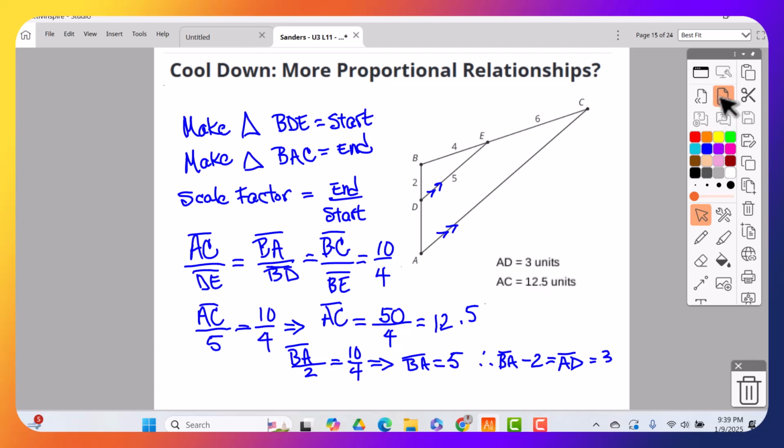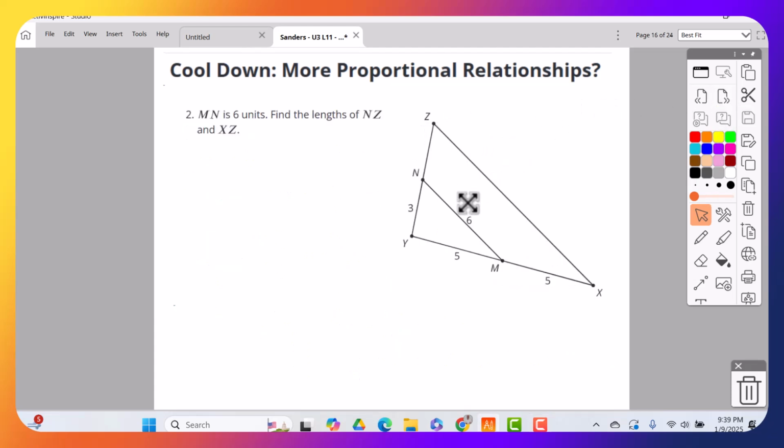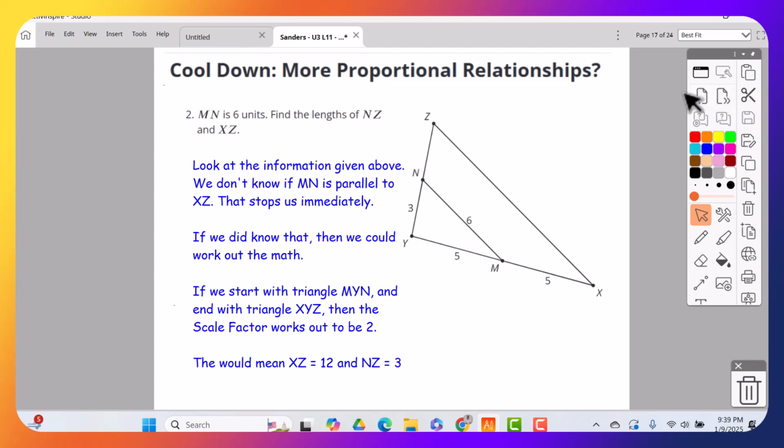Let's look at the second one. Okay, that's the second one with none of our markings. Now we'll take a look. And if we look at the information in this case, what have we been given? MN is 6 units. Find the lengths of NZ and XZ. Well, we haven't been told a lot.